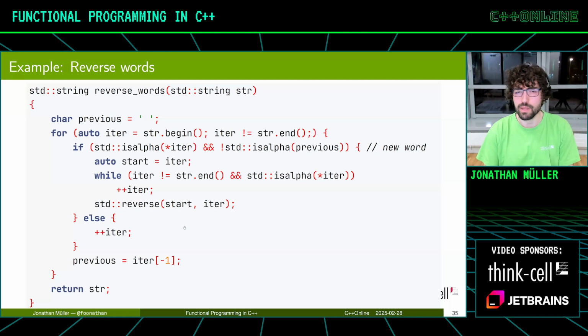Otherwise, we need to skip over the word if it's not a word. Then we need to keep track of the previous one. So this requires a bidirectional iterator. So it's not as generic as it could be. And then return the string. Right? And this is starting to get really messy.